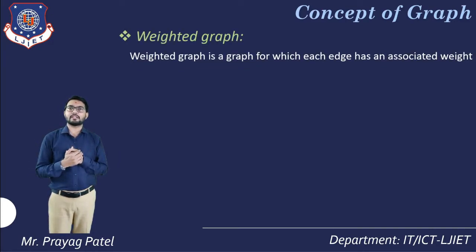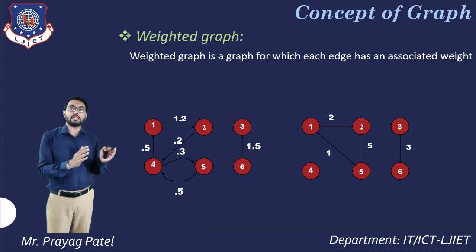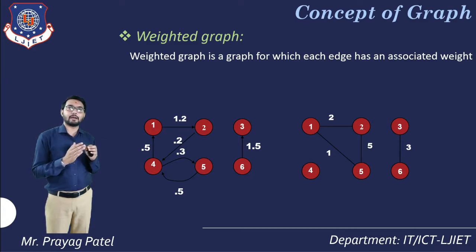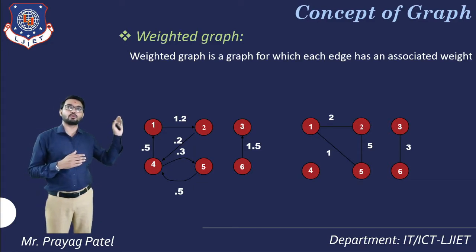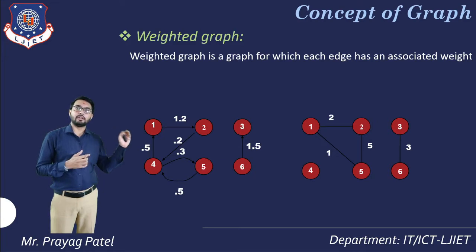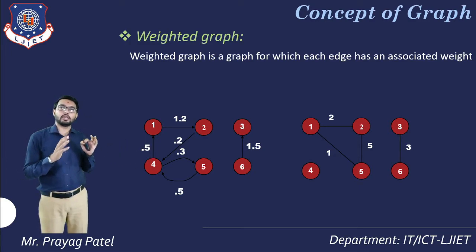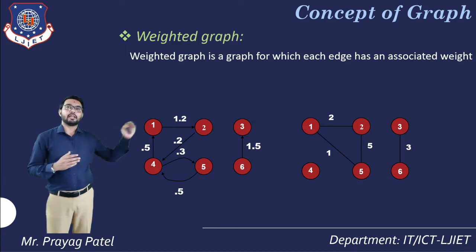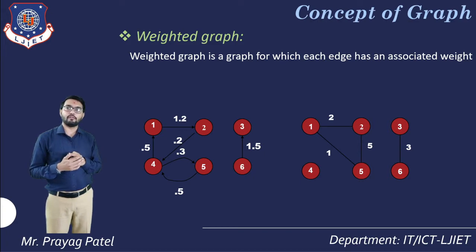Now consider the next definition, a weighted graph. A weighted graph means every edge has some weight. For example, consider this graph as a weighted graph. A weighted graph is a graph for which each edge has an associated weight. Here from 1 to 2 there is an edge, and the weight for this edge is 1.2. Consider the 1 to 4 edge. Here the weight is 0.5, and so on. So for each and every edge some weight is given. So this is called a weighted graph. In the second example, consider 1 to 2 with weight 2, and 2 to 5 with weight 5, like this.